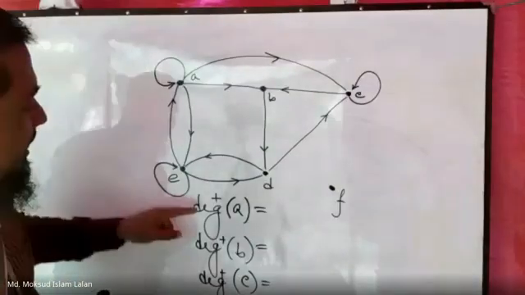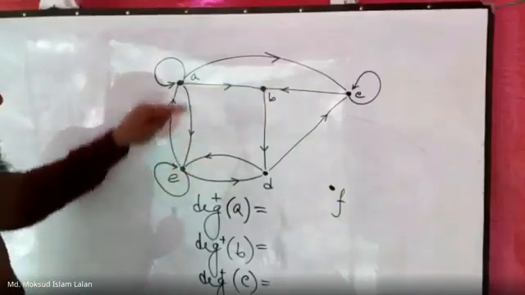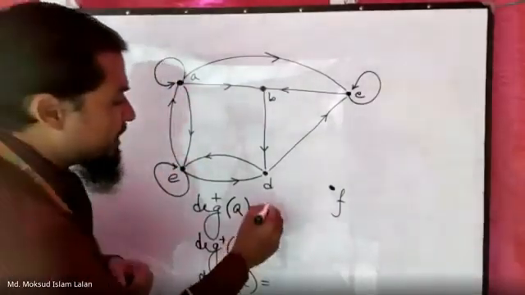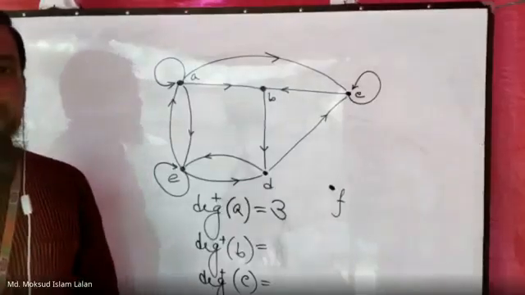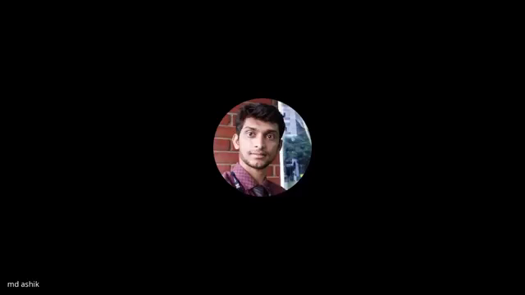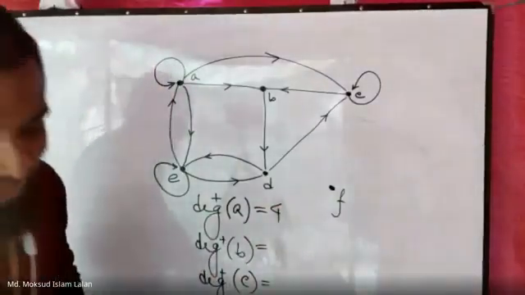So the out degree of A: this one is out, and another loop. So what will be the out degree of A? 3, sir. Are you sure 3? Sorry, sir, 4. One more is going out, sir. Yes, 4. Okay, very good. Excellent answer. That's 4.